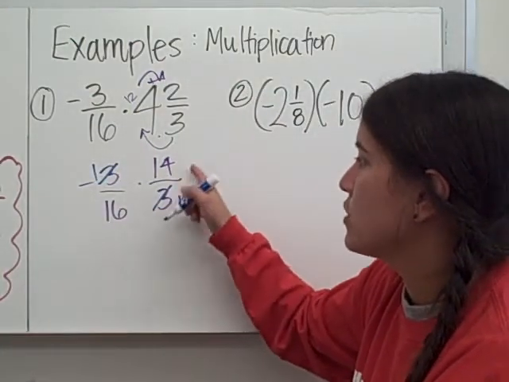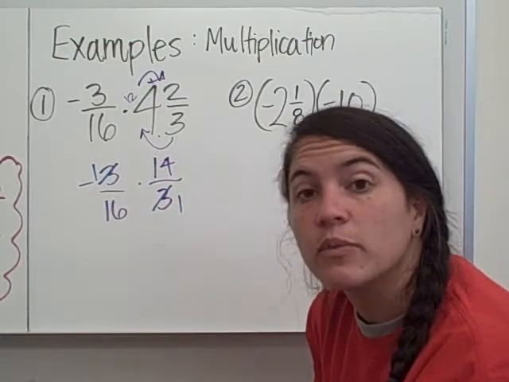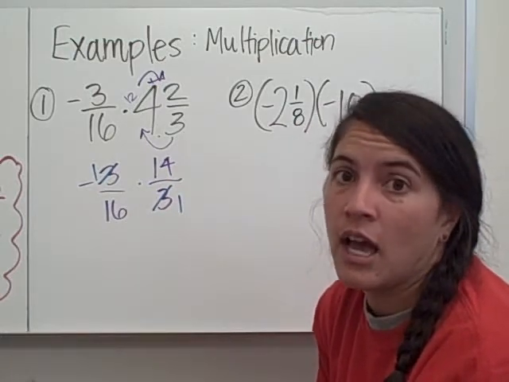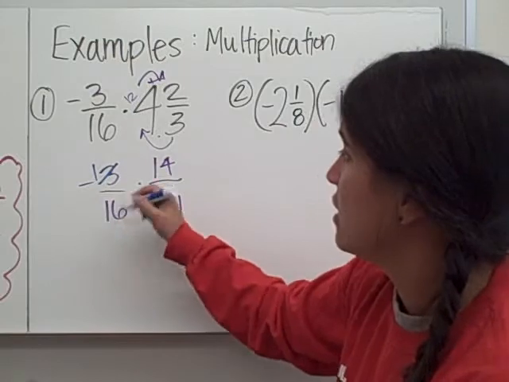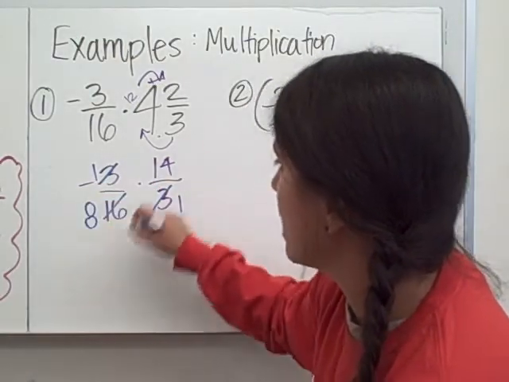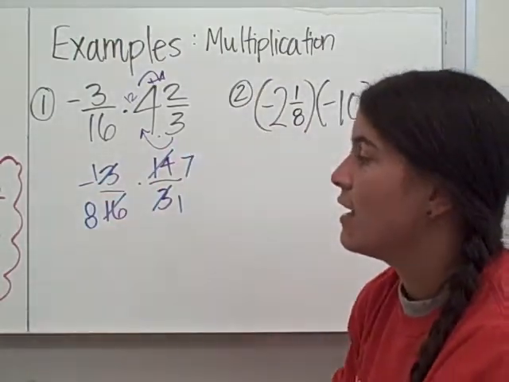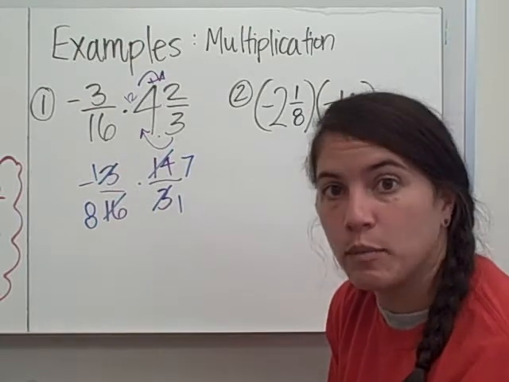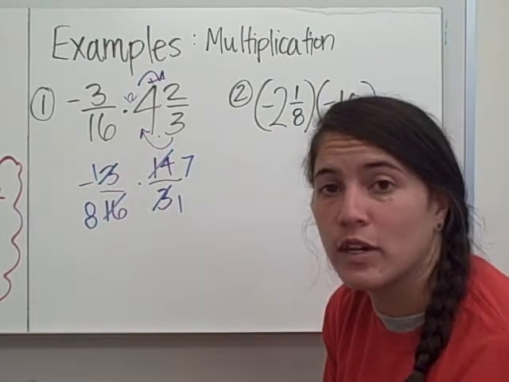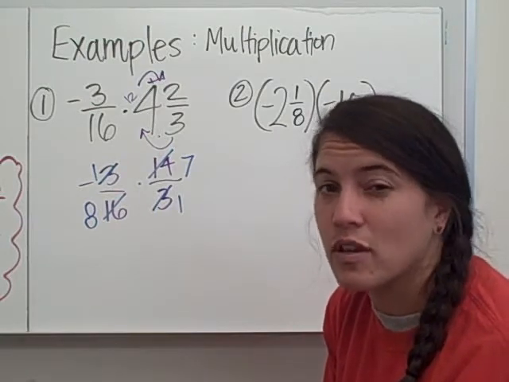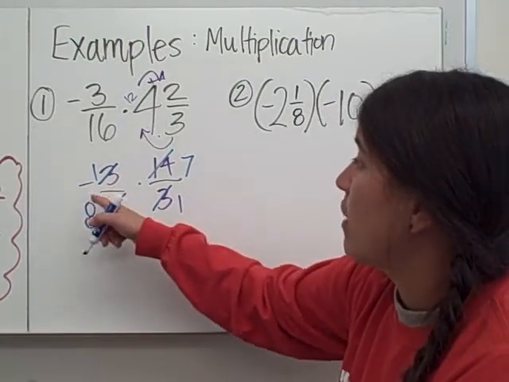And then between 14 and 16, can you think of anything that would go into 14 and 16? I hope you said 2. 2 will go into 16 8 times. 2 will go into 14 7 times. That is simplifying. That just makes your answer so much easier, and then you don't have to reduce so much at the end.